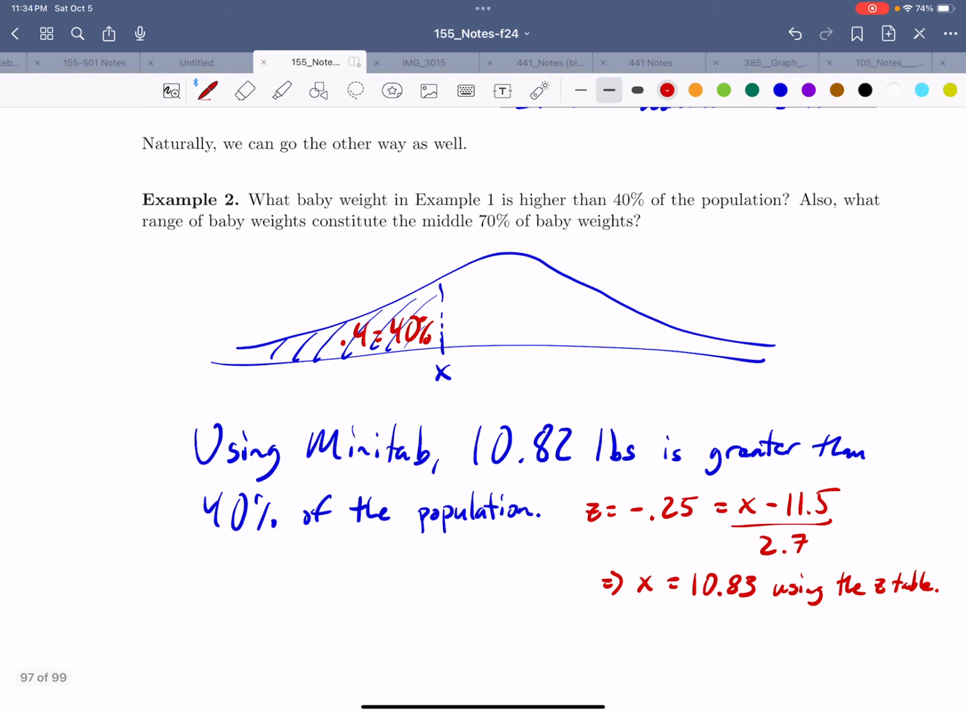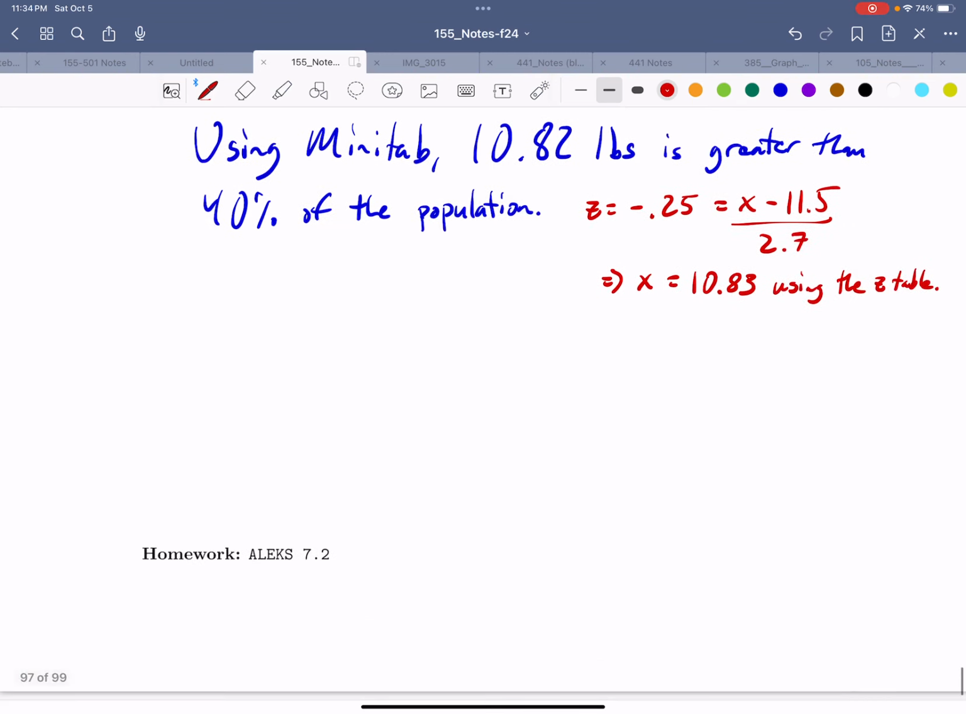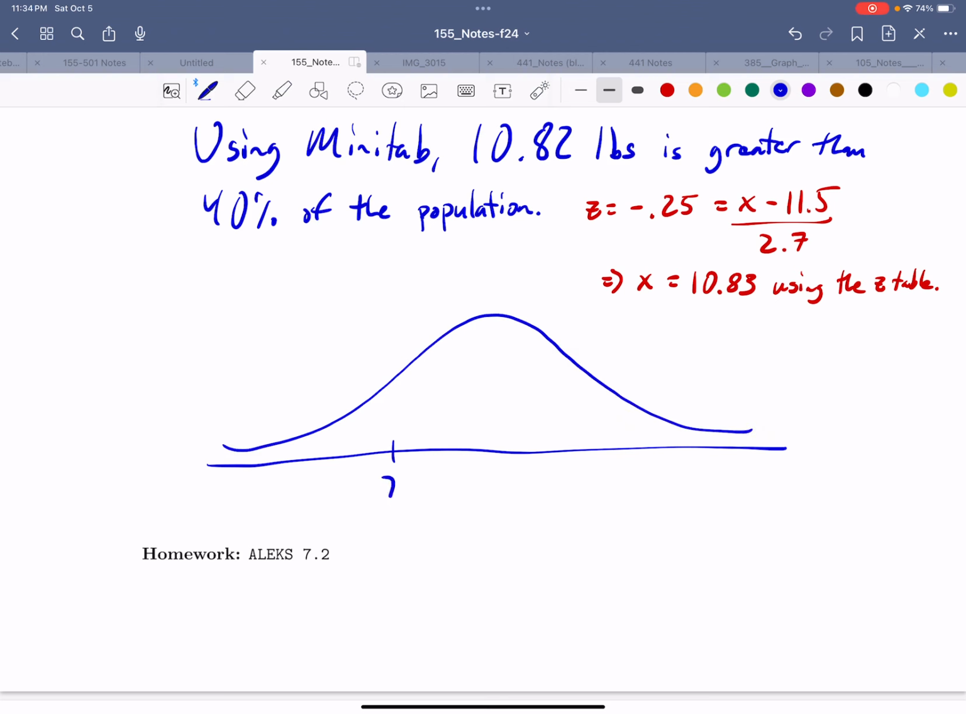Then also, what range of baby weights constitutes, sorry about that, the middle 70% of the baby weights. So again, let's just draw a quick picture. We want negative x and positive x. This is the mean, which is 11.5. This is supposed to be 70%. And I think it's probably easiest just to use Minitab to do this.